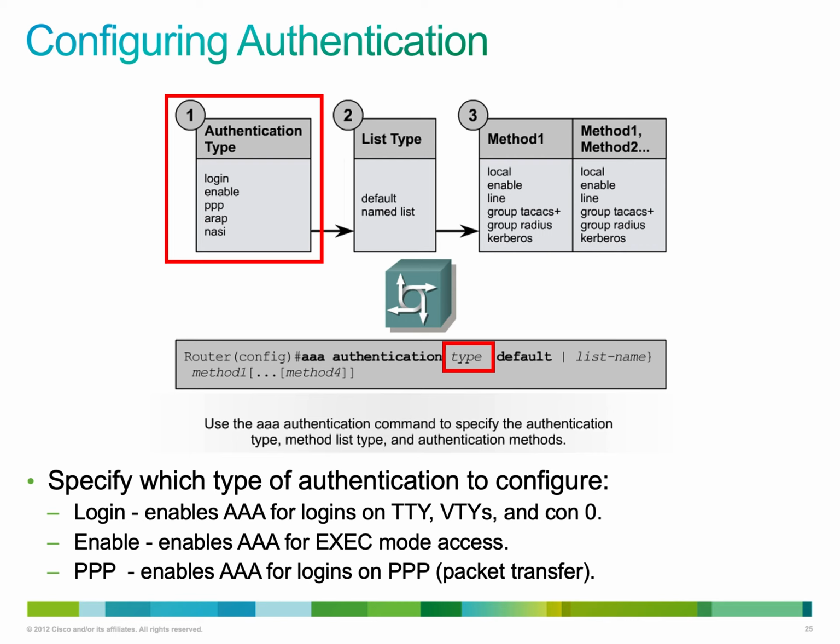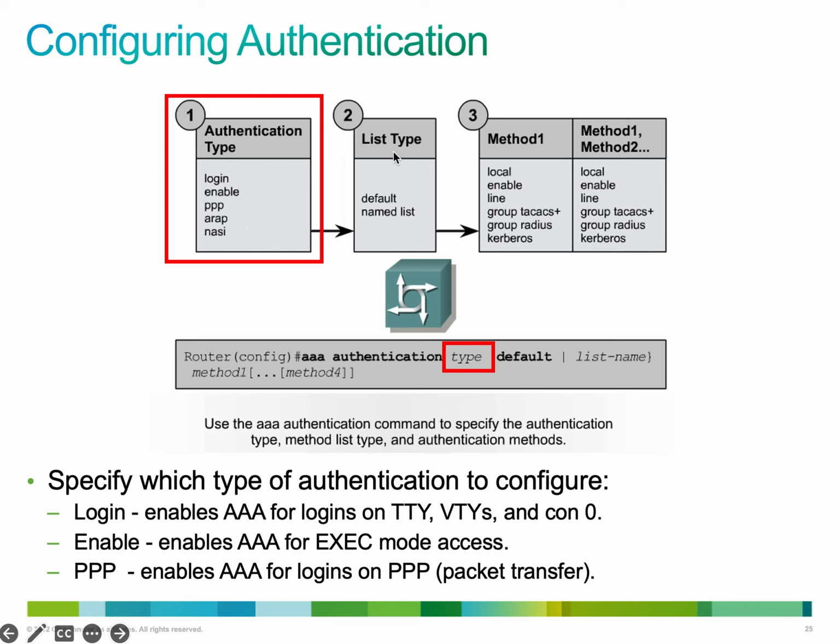Now we go to configuring the authentication. The first step, like we say: Router1(config)# aaa authentication, type, default, list name, method 1 all the way to method 4. Method 1 to method 4. Okay, so we are using all four methods. This is what you type in your command line interface. First, you specify the authentication type. We have login, enable, PPP for PPP, ARAP, and ASI.